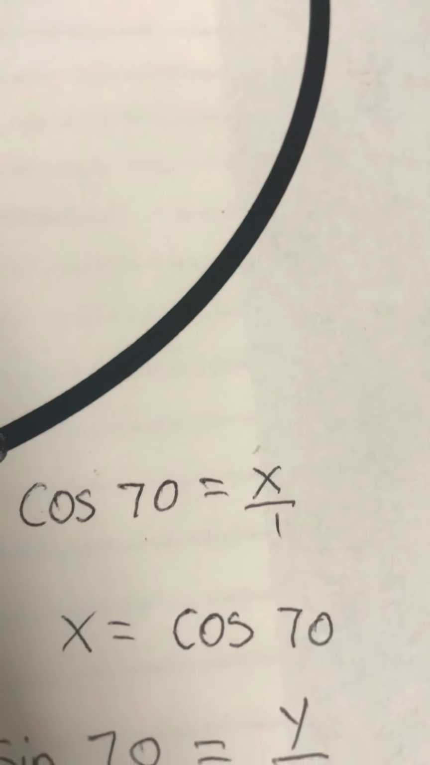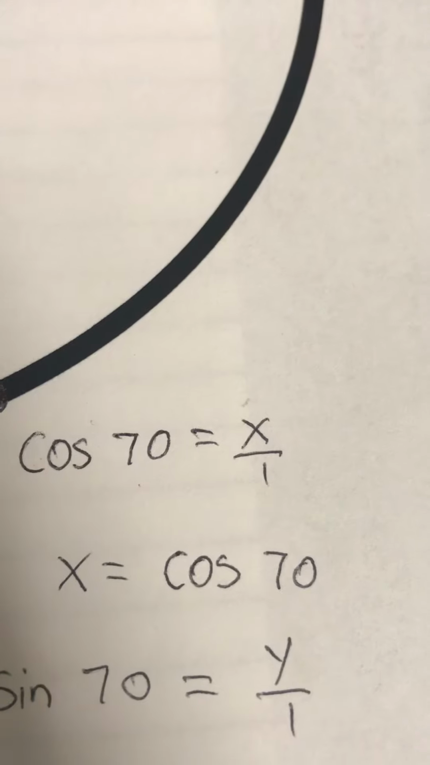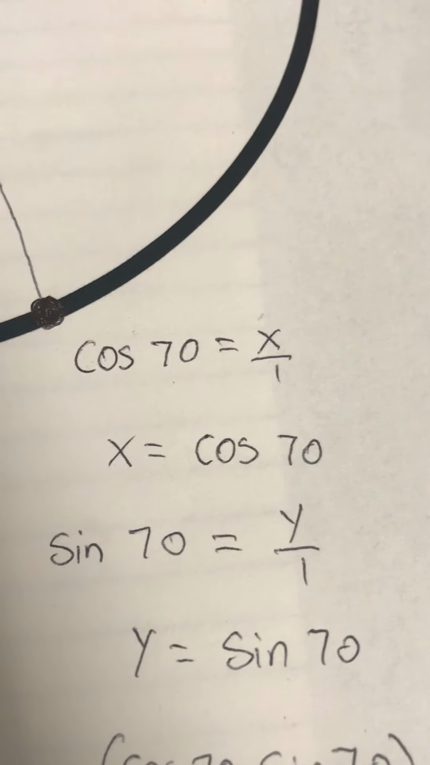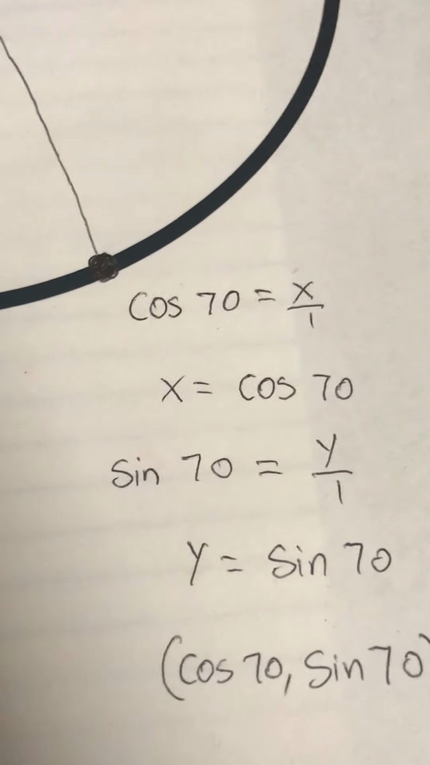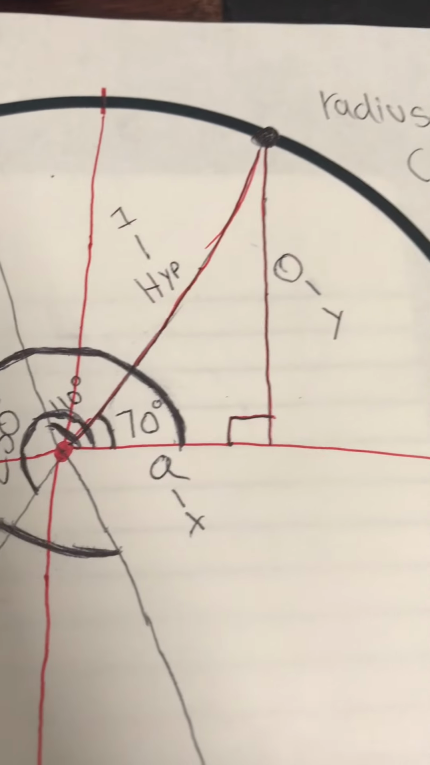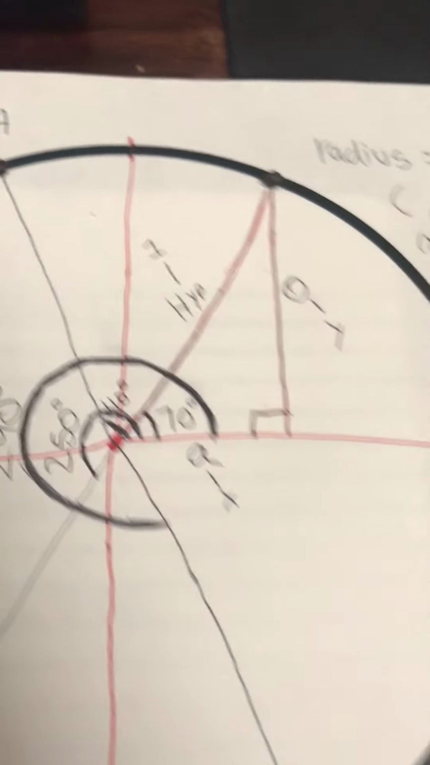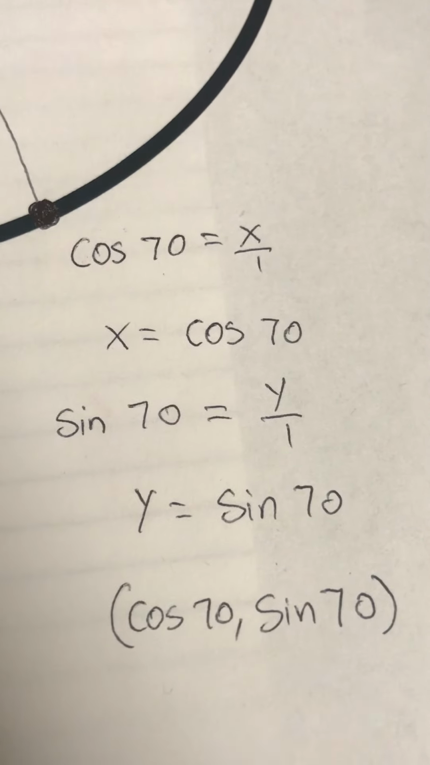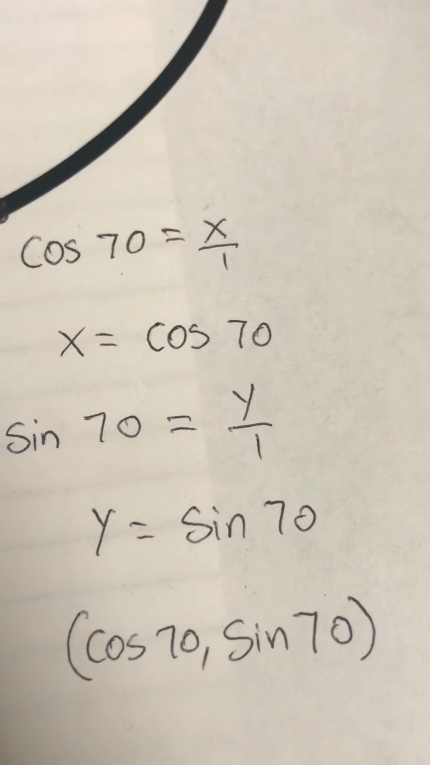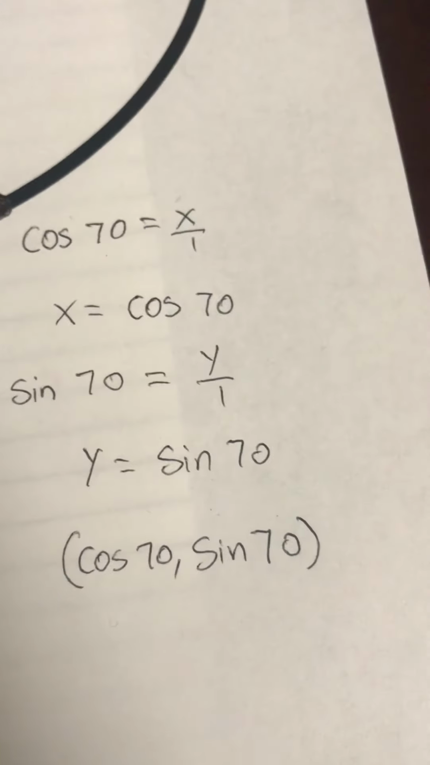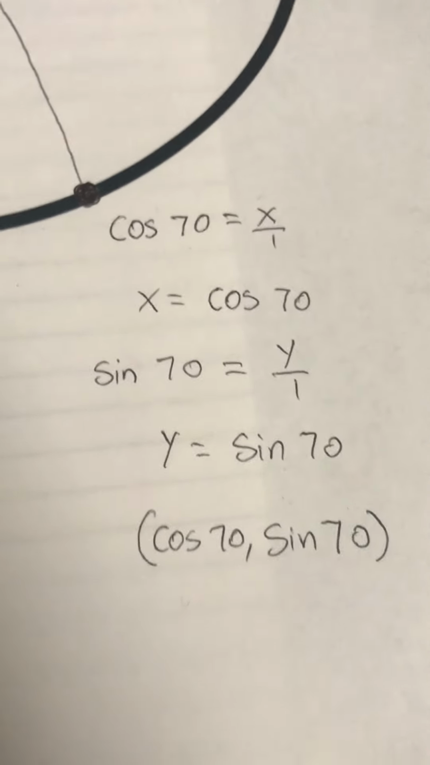X is the adjacent, and 1 is going to be the hypotenuse, which results in x equals cosine of 70. And then the sine of 70, according to SOHCAHTOA, is going to be opposite over hypotenuse. So we write it as this: sine 70 equals y over 1. Y is going to be the opposite, and 1 is the hypotenuse. Then y equals sine 70.